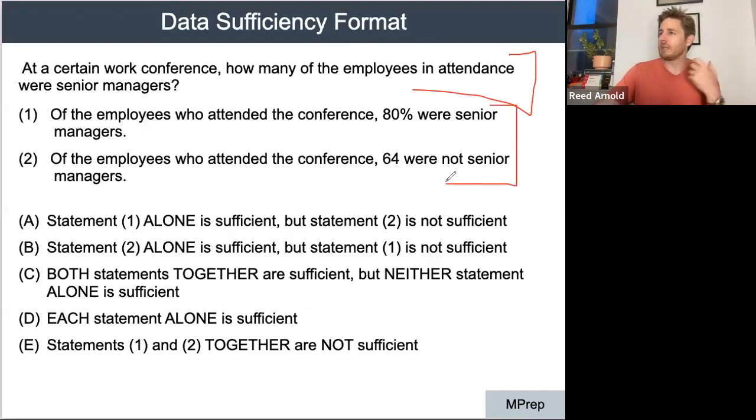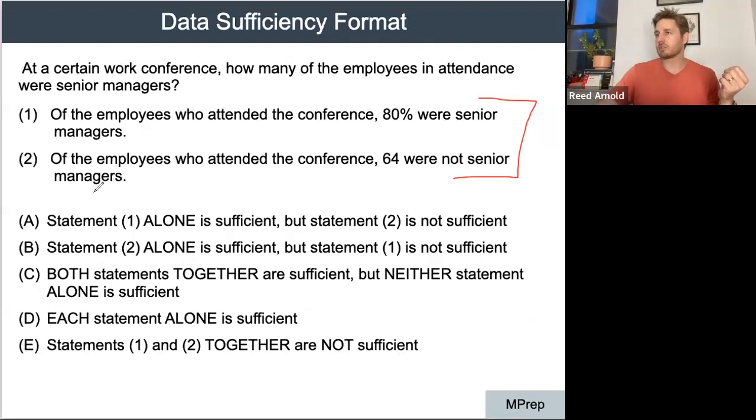You're then going to get 2 statements adding additional information to that problem, and then you're going to get these 5 answer choices. And the thing that's different about data sufficiency is that we aren't technically trying to answer the question that is asked. We are trying to say whether in these 2 statements there is enough information to answer the question that is asked.